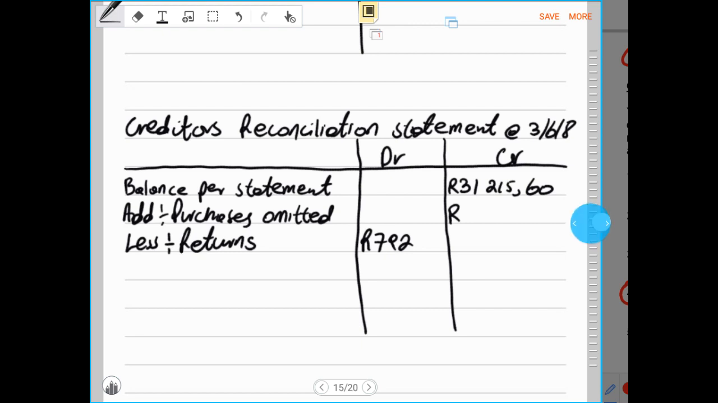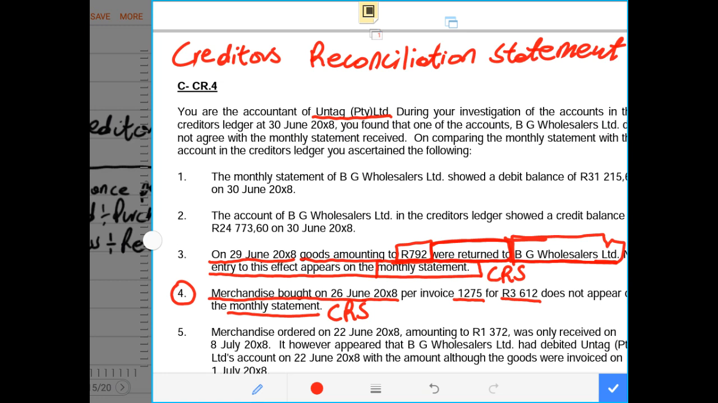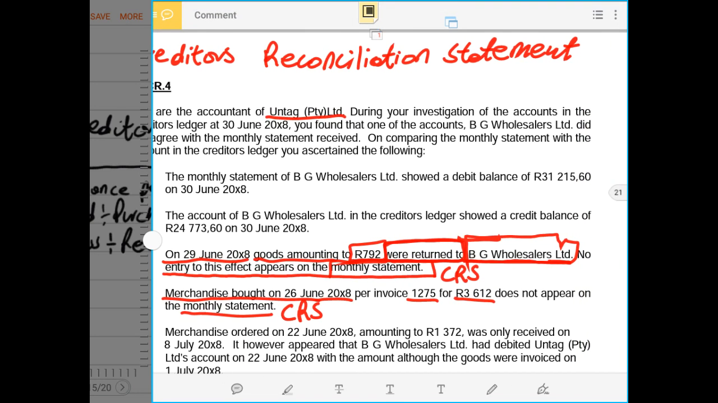So now we have to record the 3,612, just to confirm. 3,612. This is the amount that's supposed to be increasing our liabilities. 3,612 rands. Confirm the figure. Yes, it's 3,612 rands.